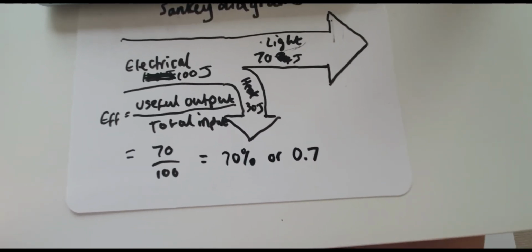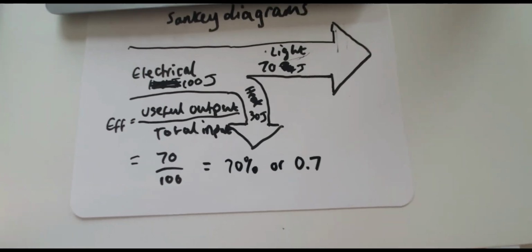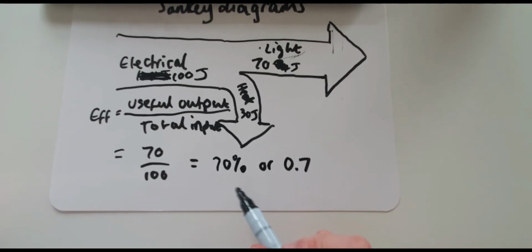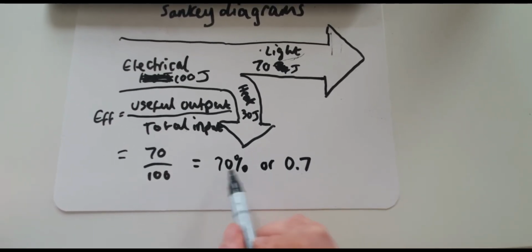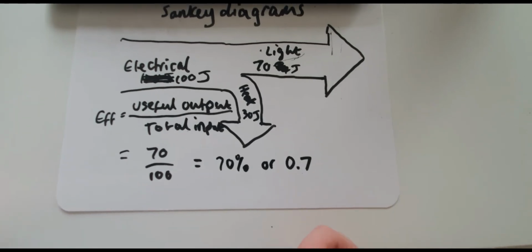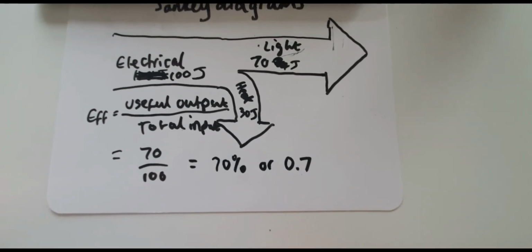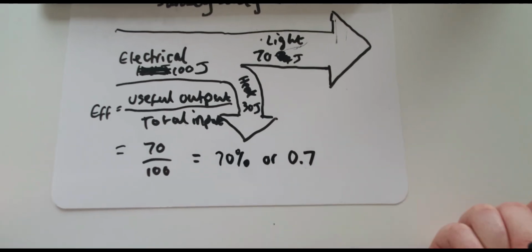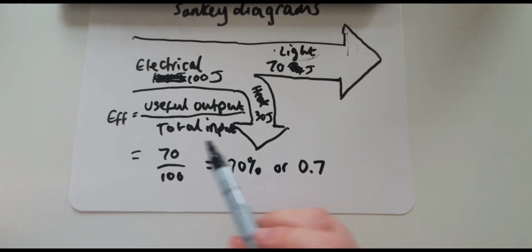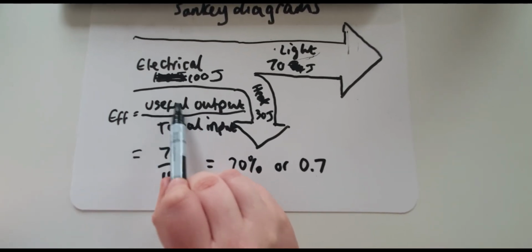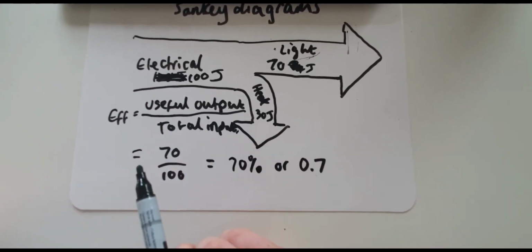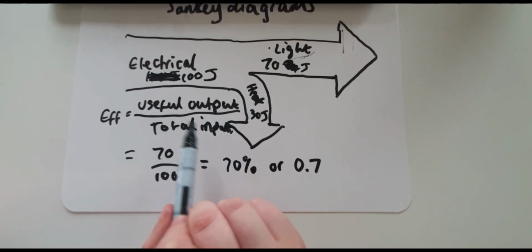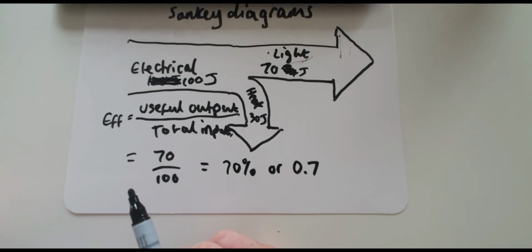Okay, now it doesn't matter which one you put. You can either put it as a percentage or as a decimal. This is really important. You can't put it as a fraction, but you can put it as a percentage or a decimal, unless they state which one they want. If they say give your answer as a percentage, then obviously you have to give it as a percentage, or if they say give it as a decimal, you have to give it as a decimal. Okay, that's nice and easy. Remember, I've got useful output energy over total input energy, but that can also be useful output power in watts divided by total input power in watts. So just remember that.